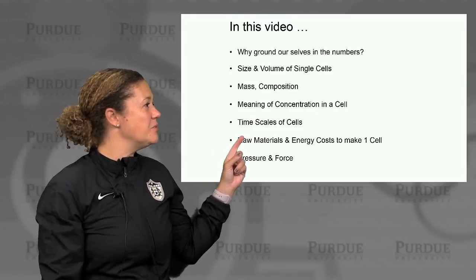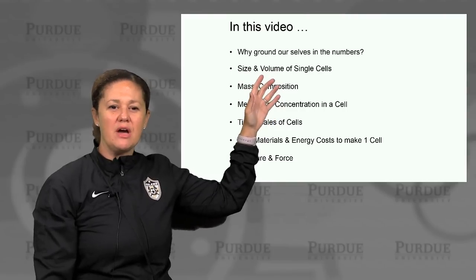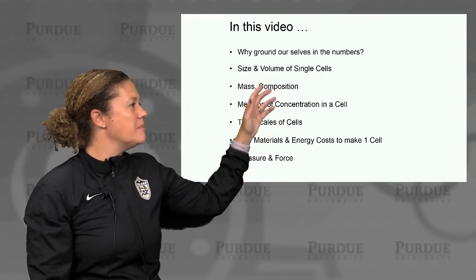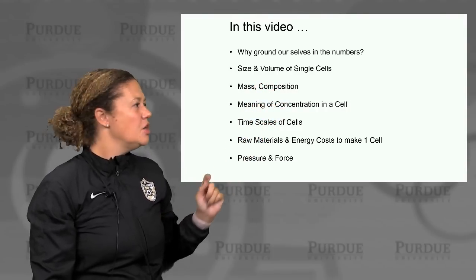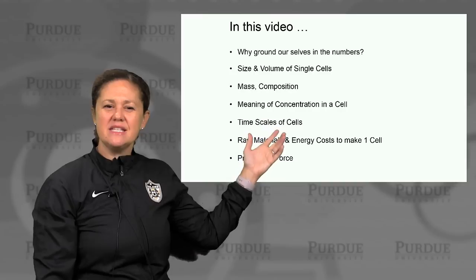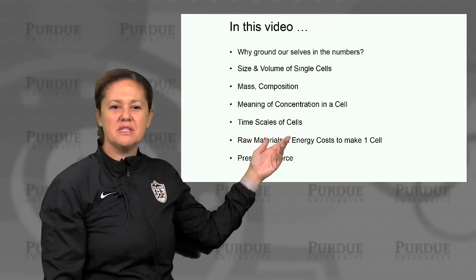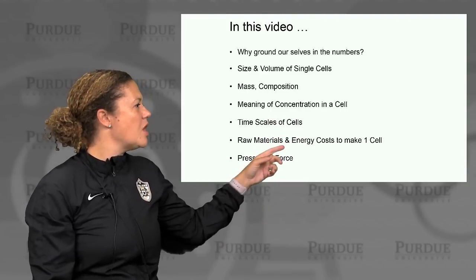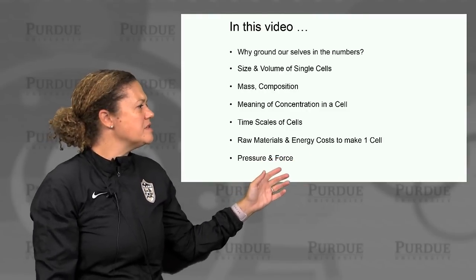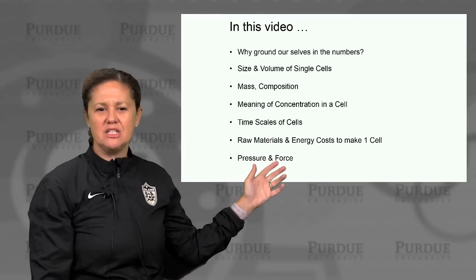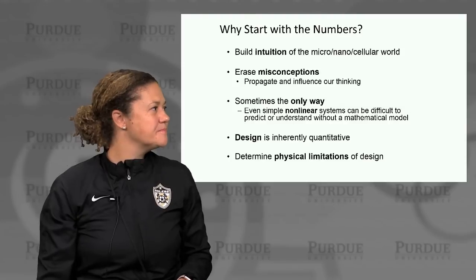So specifically, we're going to talk about the motivation. Why do we need to start here? Why do we need to ground ourselves in the numbers? We're going to talk about cell size and volume, mass and composition, what really the meaning of concentration is inside a cell, and what are some typical concentrations. What are the time scales that cells function at? Look at the raw material and energy costs to make a single cell, and think about what are some typical pressure and force magnitudes that we might see in cells and cellular systems.